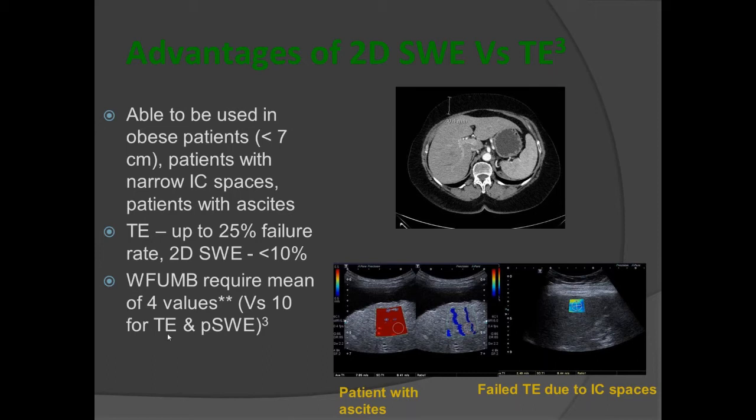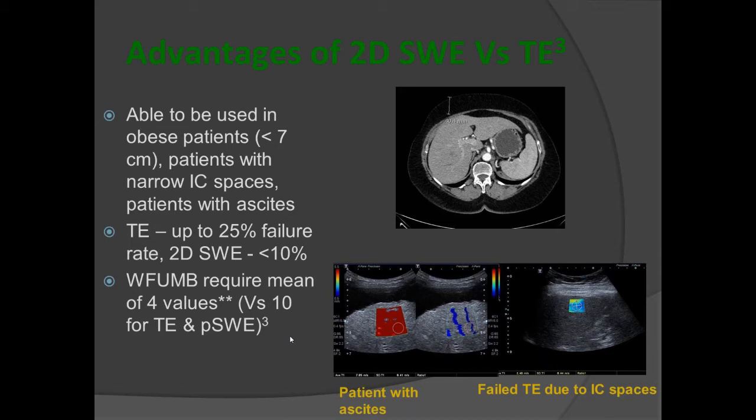than 10%. The other thing is that we can use it in patients with ascites, and we get multiple patients that come through our hospital who have had failed Fibroscans that we are able to do measurements on because we can optimize our window through narrow intercostal spaces and get an elastogram.